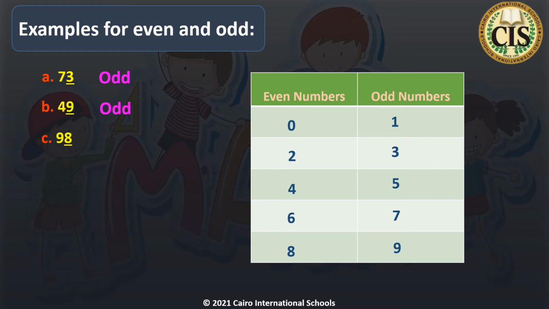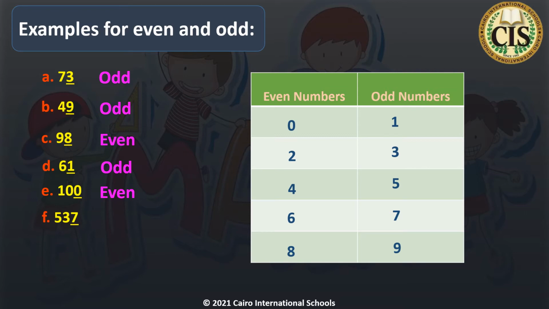The next one. 98. Look at the ones digit. The ones digit is 8. And 8 is an even number. So the whole number 98 will be even. The next one. 61. Look at the ones digit. 1. 1 is an odd number, so the whole number will be odd. The next one. 100. Look at 0, the ones digit. 0 is an even number, so 100 is even.